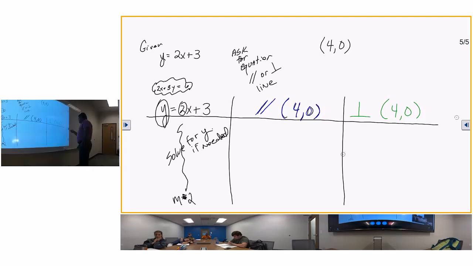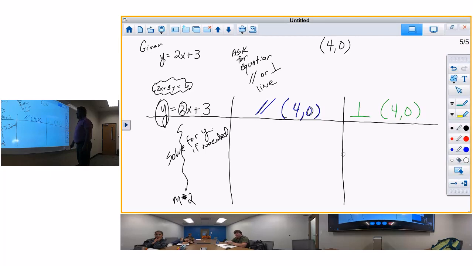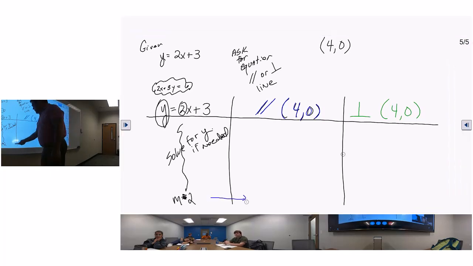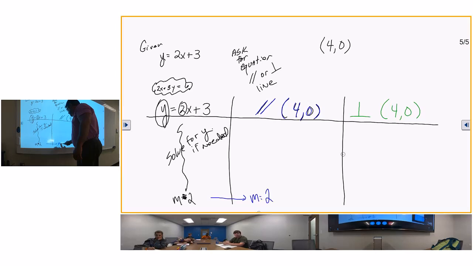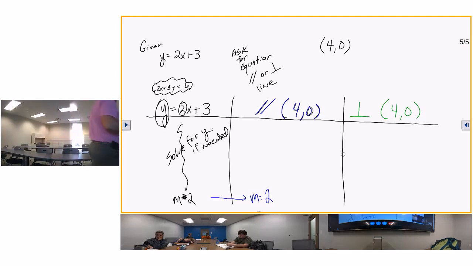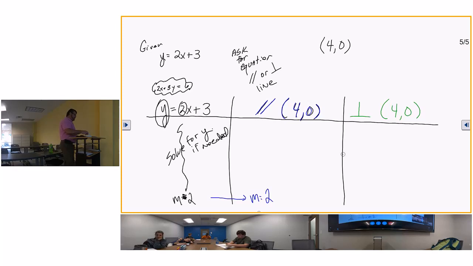Okay, so here we go. Let's take the blue, and I've got a point, but I need a slope. So this m is going to be 2. Why? Somebody tell me why that m is 2 for a parallel line. Look back at your properties of graphing page, and the last thing I wrote. What does it say about parallel lines?